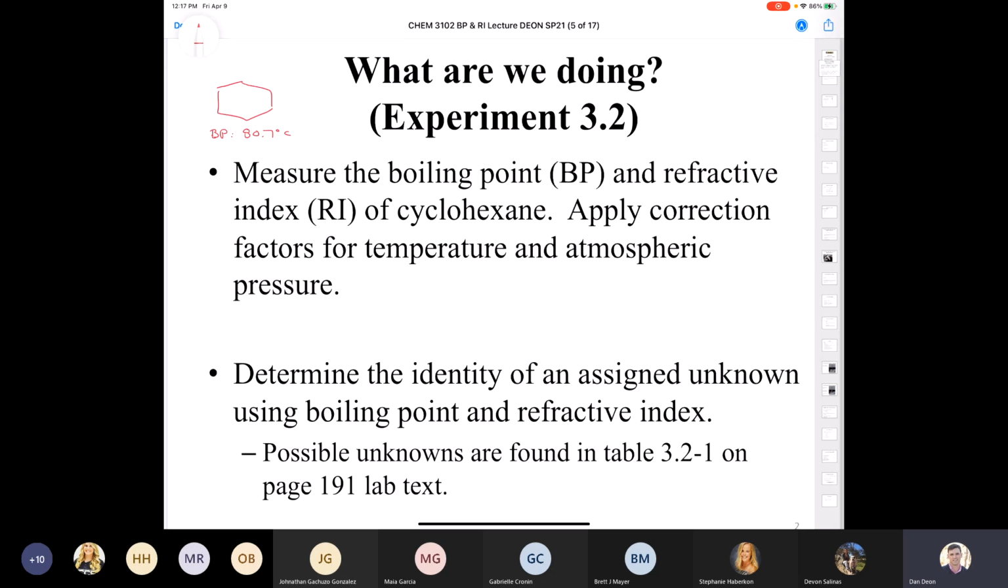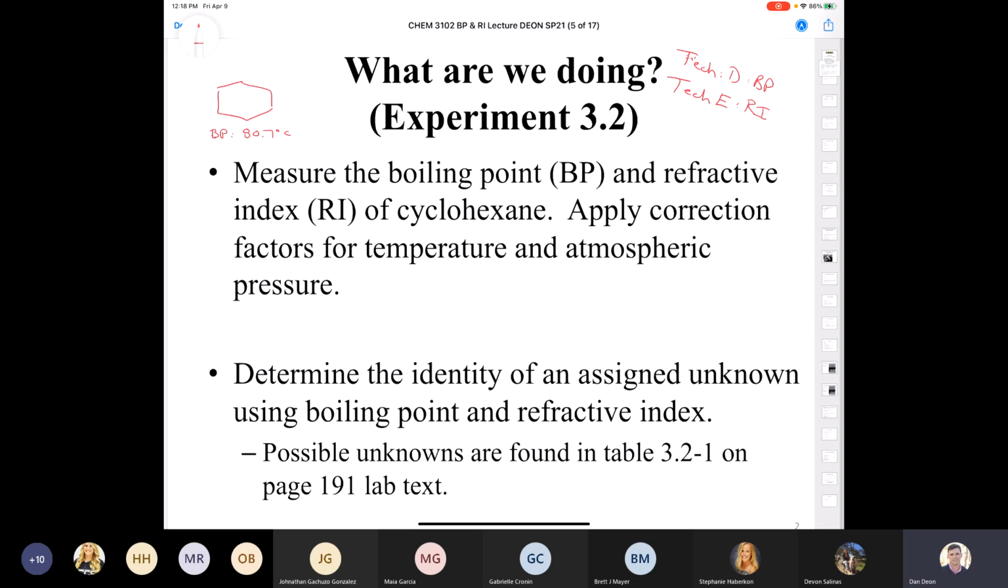And of course, you are expected to read the background for this experiment, which is technique D, which deals with boiling point, and technique E, which deals with refractive index. You should have read that before coming to the lab lecture today, but hopefully you have to read that before coming to the lab and performing the experiment.